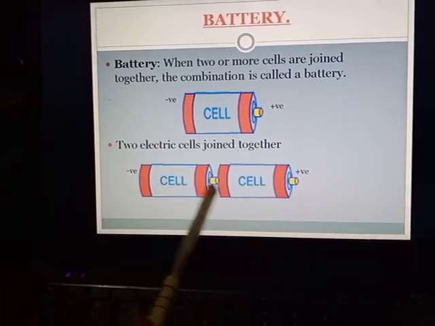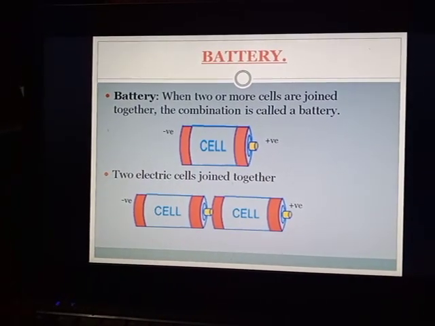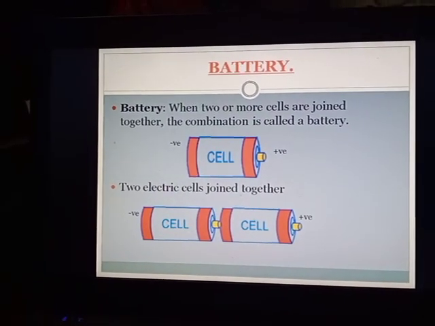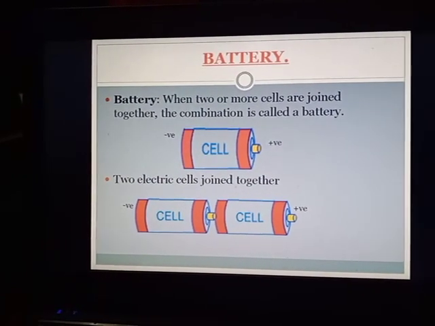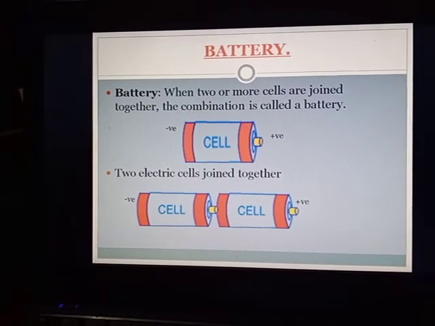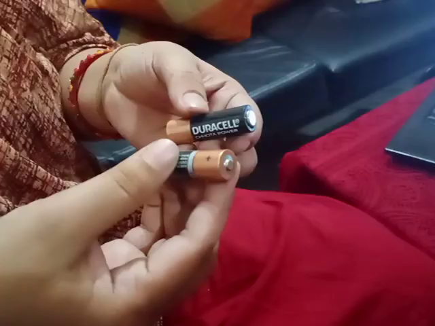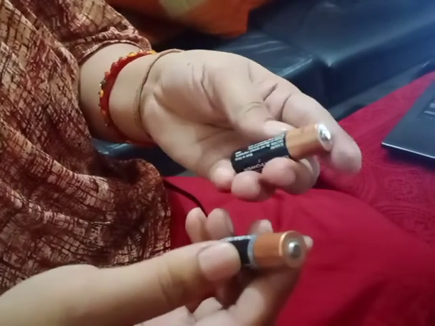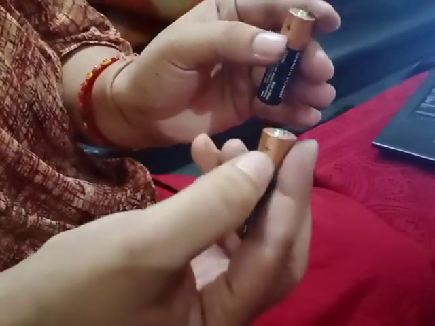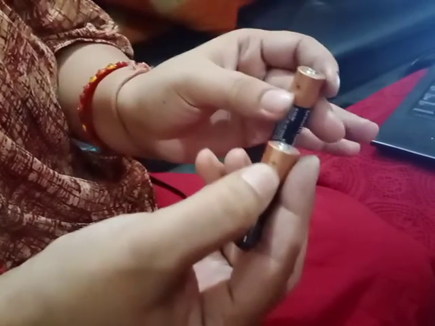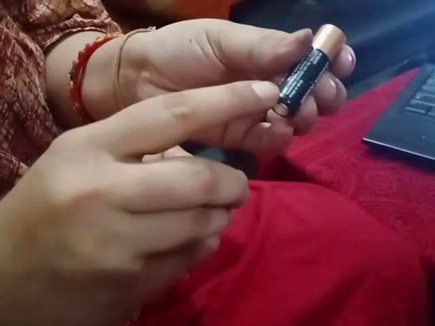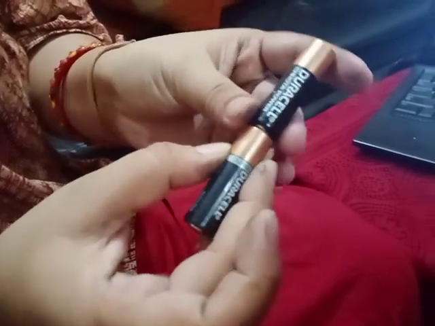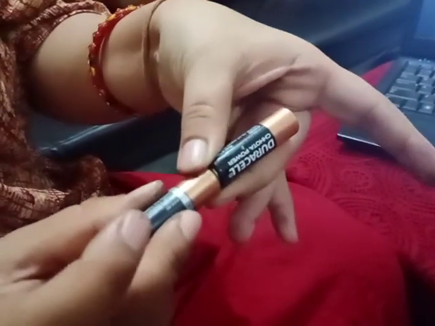So here it is a two-celled battery, and similarly we can add more cells and make a three-celled battery, a four-celled battery. Now I will show you how we can prepare a battery. These are the two cells. Here it is written positive, and here also positive. So care should be taken that these two positive terminals are not connected to each other. The positive terminal of one cell should be connected to the negative terminal of another cell. So it is a battery of two cells.